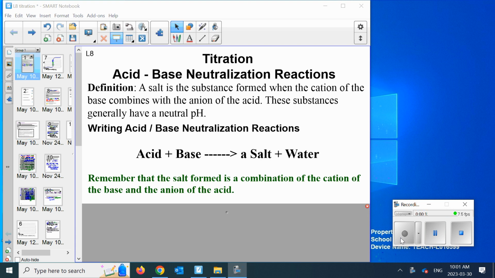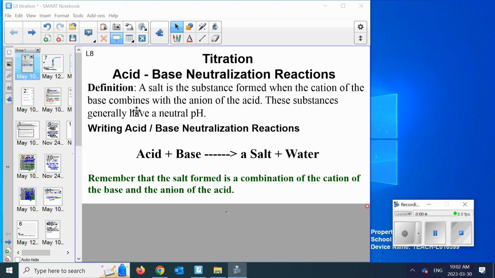We're jotting down these notes. Pause the video and jot them down as well. Titration, acid-base neutralization reactions. The definition of a salt: that's a substance formed when the cation of a base combines with the anion of an acid. They generally have about a neutral pH. Now, we think of table salt when we say salt, but there are other salts you can form. They're ionic compounds.